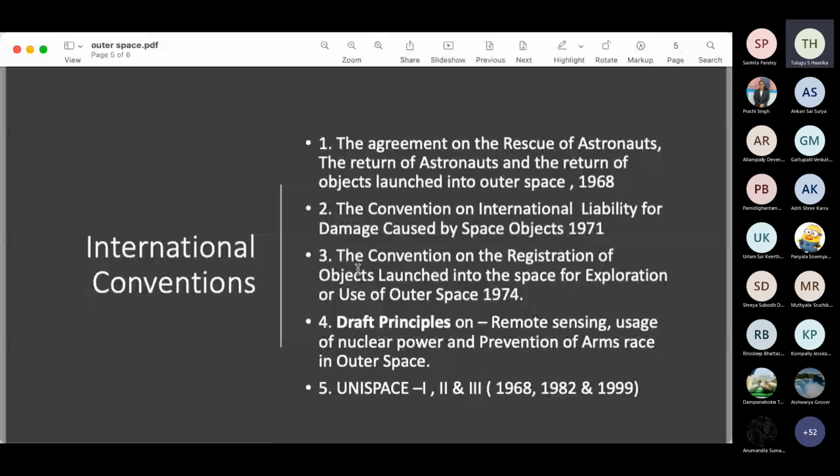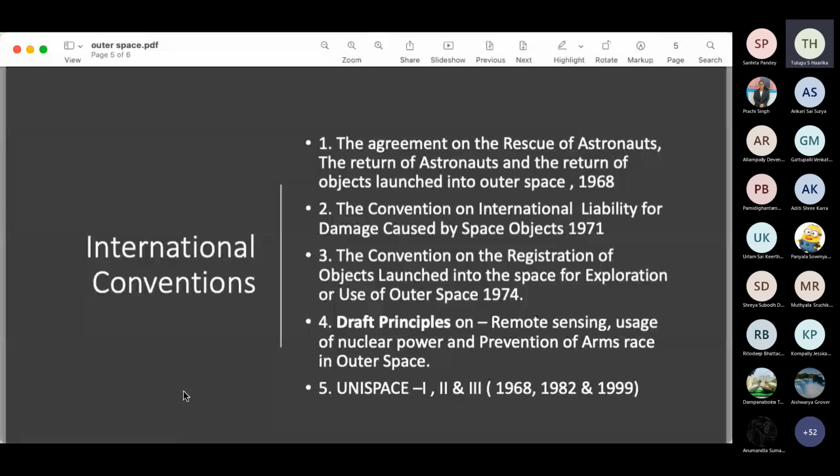The convention also provides for the establishment of a claims commission in case there is no settlement between the state to which the damage has been caused and the launching state. So the launching state is to bear the international liability for any damage caused by space objects. For example, there was a case related to this, let me name the case. I have not written it in this PPT.